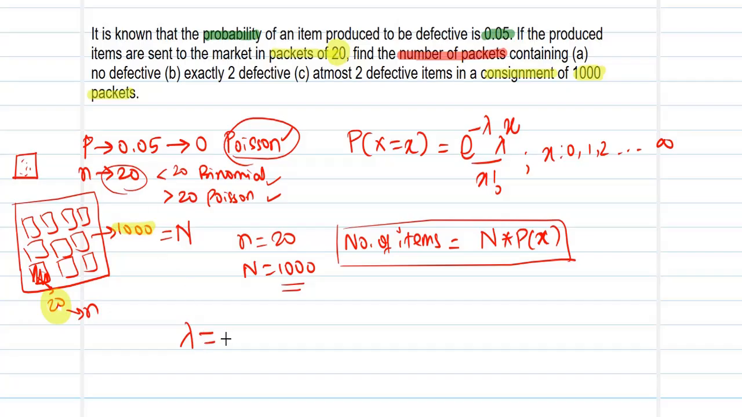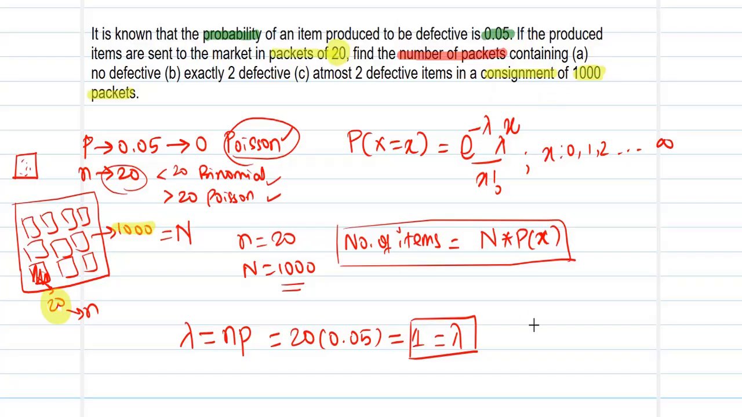So we go for the formula lambda equal to n into p, in which case n is going to be 20 and p is going to be 0.05. 20 times 0.05 makes lambda as 1. So the lambda value is now arrived at as 1. Taking lambda equal to 1, we are going to start working on the problem.